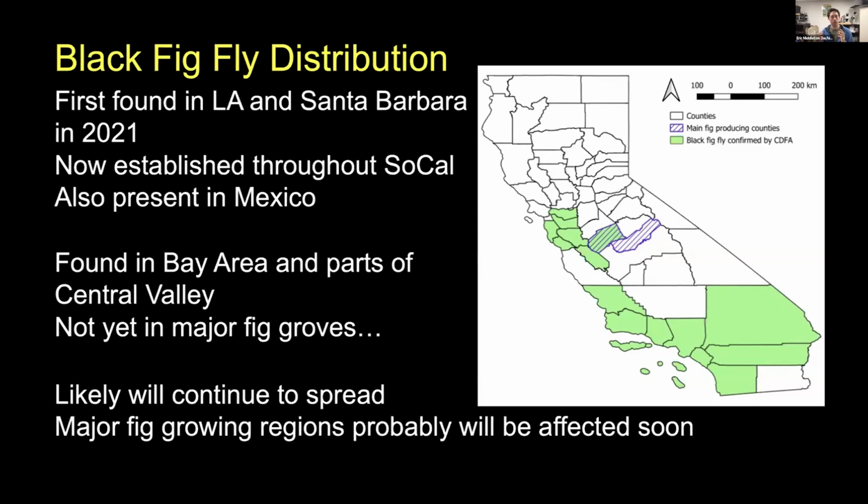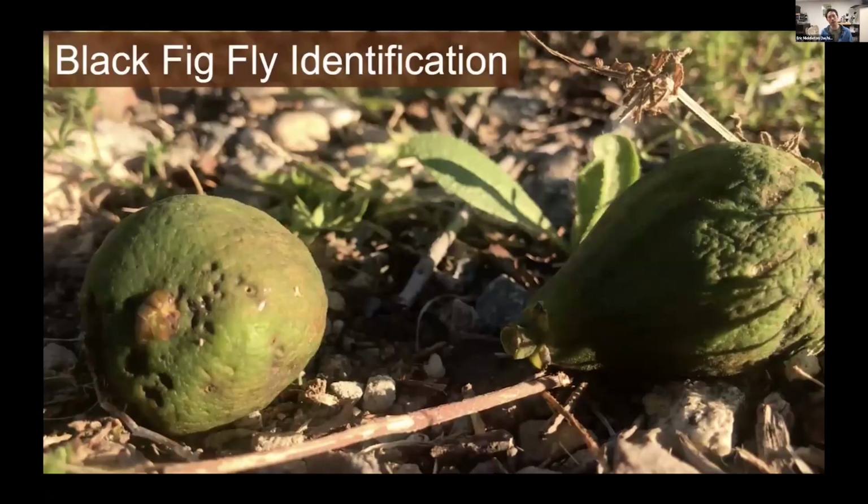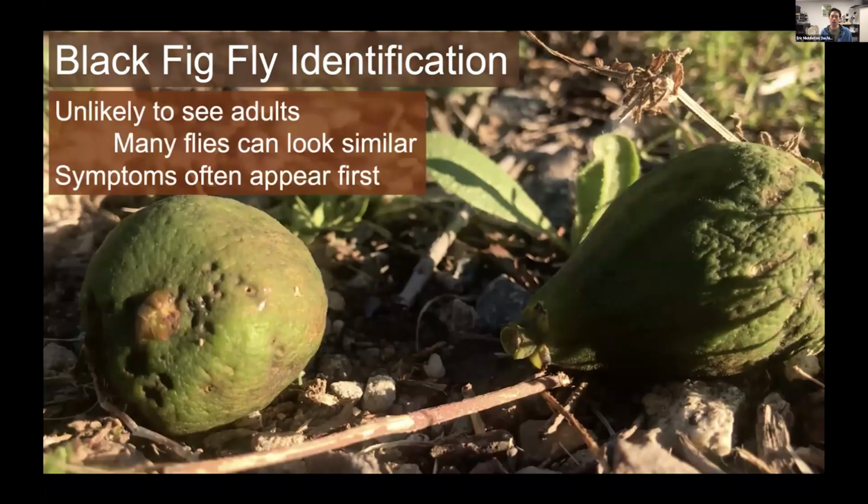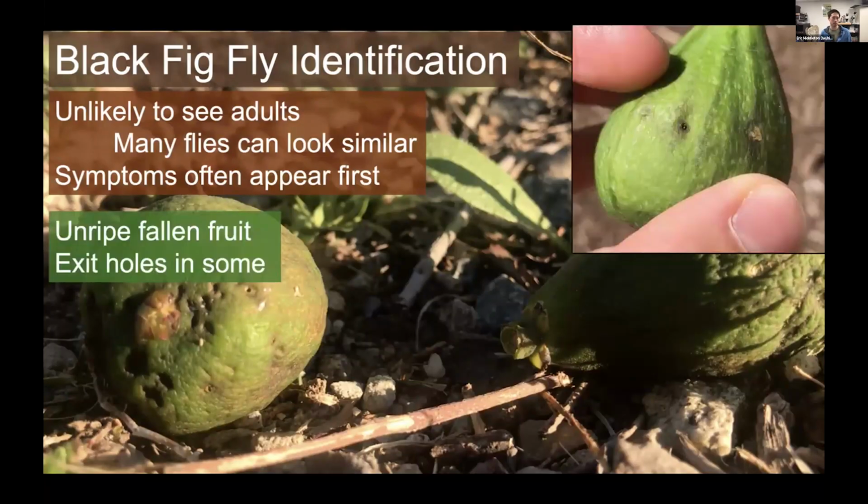So there are control efforts. There's definitely monitoring efforts up there, but it is already present in some of these counties where the major fig production is. So when we come to black fig fly identification, it's going to be really hard to identify the adults. You're unlikely to see them as well. They're just small black flies, and they look similar to a lot of other flies. So instead, unfortunately, you're probably going to be looking for symptoms first, and that's often the thing that's going to appear first.